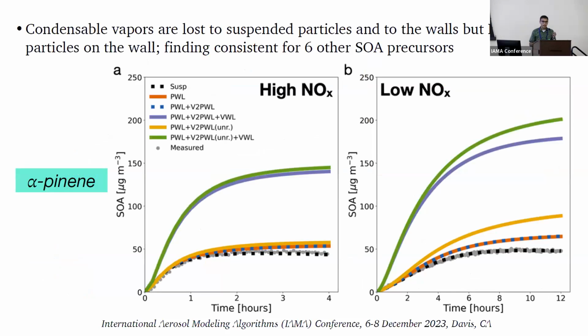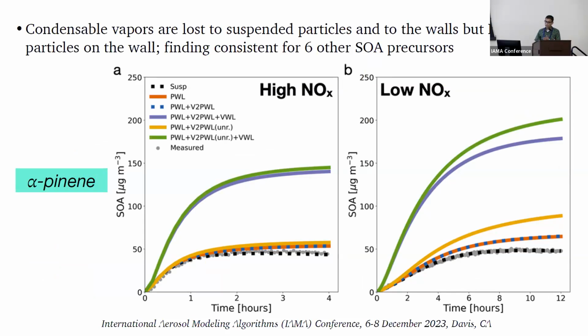Okay, so we take Caltech data, thank you, John Seinfeld, for alpha-pinene SOA under low and high NOx conditions. And then we fit the model by accounting for all of the processes in our model: particle wall losses, vapor wall losses, as well as vapors lost to the particles on the wall. Then we perform forward model simulations where we turn some of these processes off.